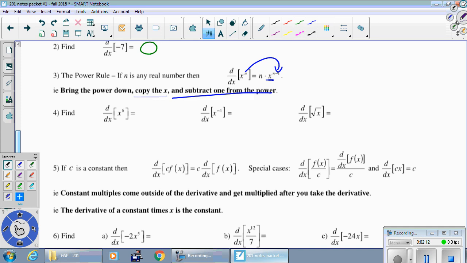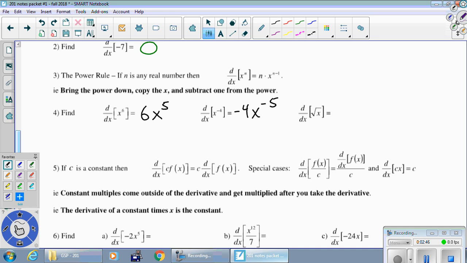So number 4 says the derivative of x to the 6th. So we bring the 6 down, we copy the x, we subtract 1 from the power, 6x to the 5th. That's it. Consider doing the difference quotient limit definition of the derivative on this problem, and you will see how much nicer this power rule is than that. The derivative of x to the -4, bring the power down, copy the x, subtract 1 from the power. Be very careful when the power is negative. Sometimes we go the wrong way. Subtracting 1 here gives -5, not -3.